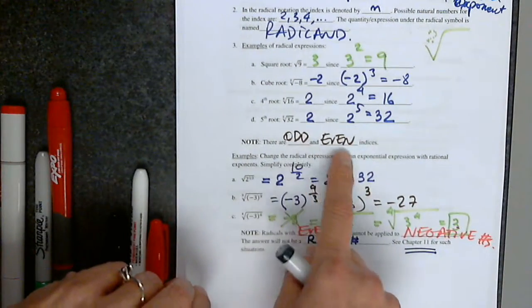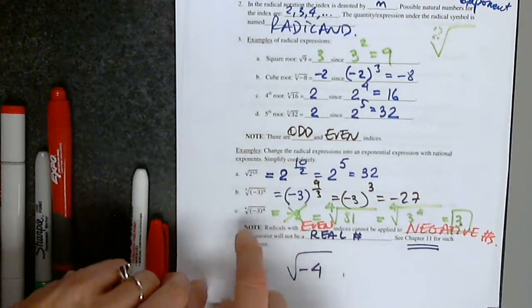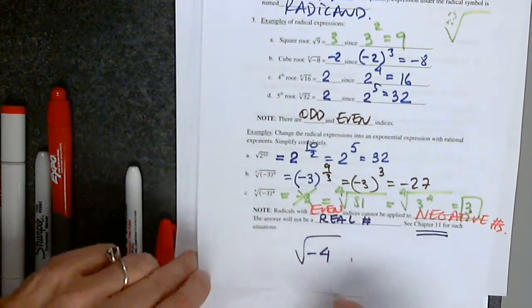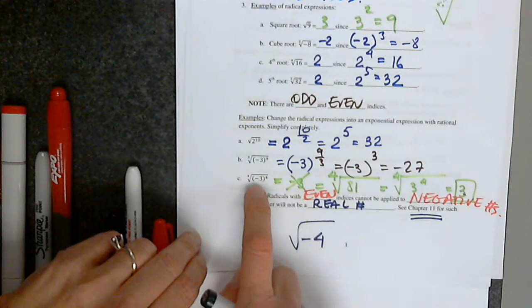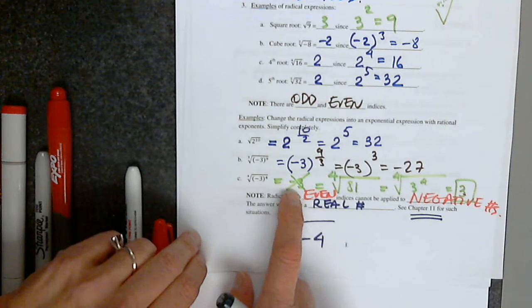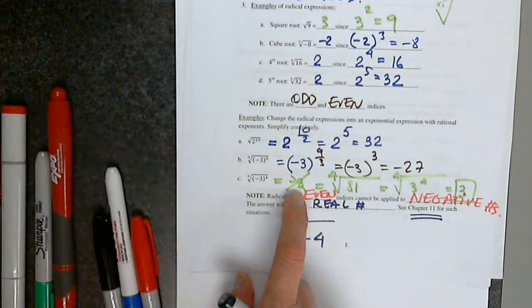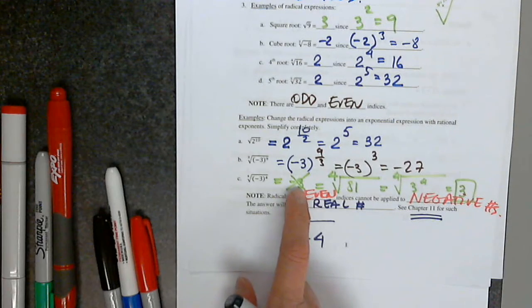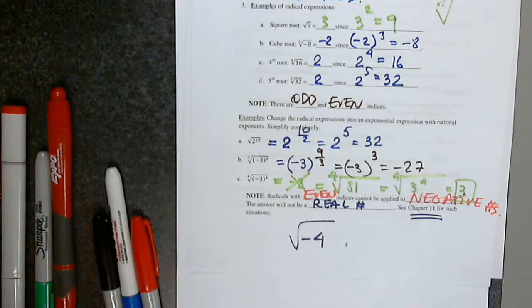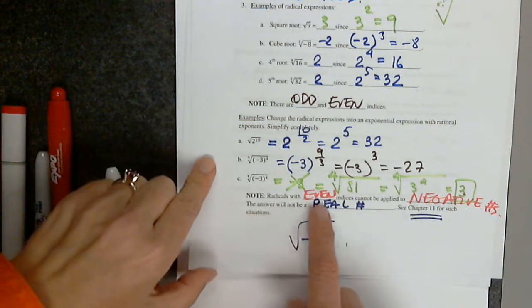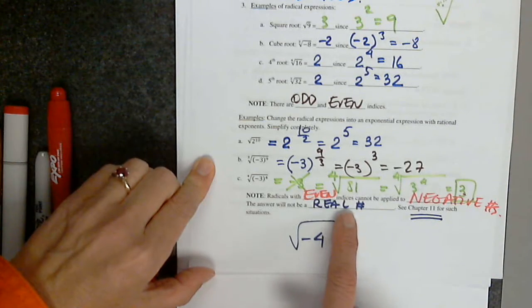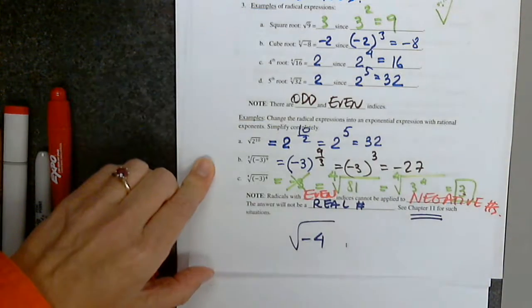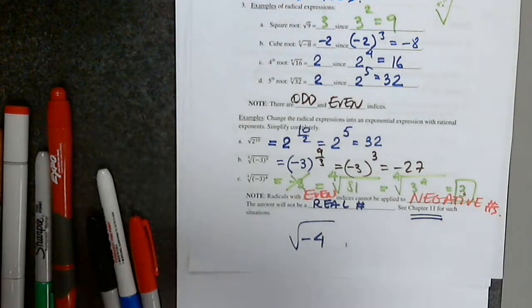We said that they are odd and even indices. And we simplified each and every one of them here, but we said I cannot say blindly the fourth root of -3 to the fourth is -3. That would be a mistake because we know that even indices require a positive answer and cannot be applied to negative numbers. Radicals with even indices cannot be applied to negative numbers. The answers will not be a real number, and we will have to discuss that at the end.